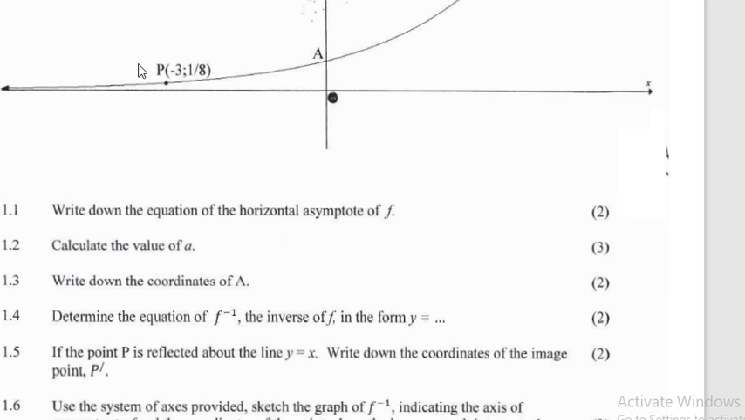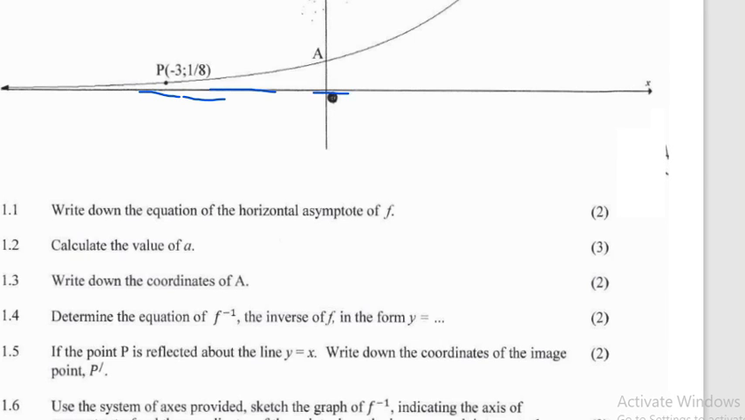Right, it says 1.1, write down the equation of the horizontal asymptote. As we can see, the horizontal asymptote is this line, okay? Anywhere on that line, x is changing, but y is not changing, y remains 0 because it did not go up or down. So the equation of the asymptote is y is equal to 0. For writing like this, you get 2 marks, okay?